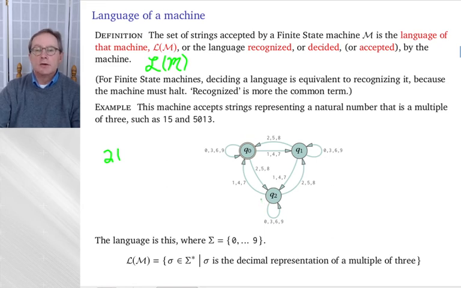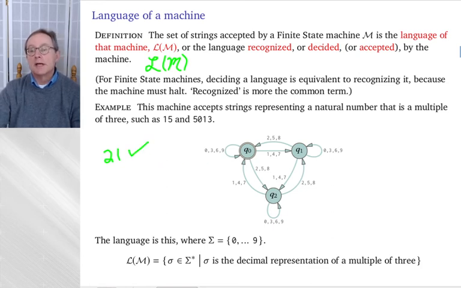We're now in state Q2, and the input string is now down to length 1, a 1. So the next thing the machine does is strip off the 1 and move to the designated state. So there's a 1 there, it strips off the 1, moves back to Q0. The input string is now empty. The machine is in state Q0. Q0 is an accepting state. So yes, 21 got accepted.